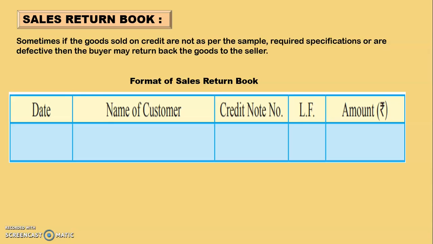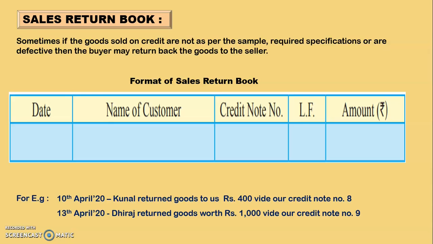Let's understand this with the help of an example. 10th April, Kunal returned goods to us worth rupees 400 via credit note number 8. So this entry will be recorded. 10th of April will be written in the date column, Kunal. Then the credit note number is given. So we write the credit note number in the credit note number column and 400 rupees in the amount column. The next transaction, 13th April, Dheeraj returned goods worth rupees 1000 via credit note number 9. So this transaction will appear like this.